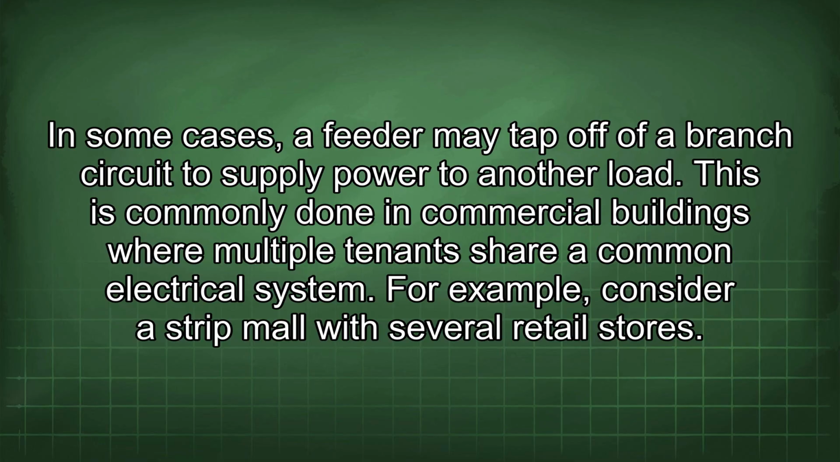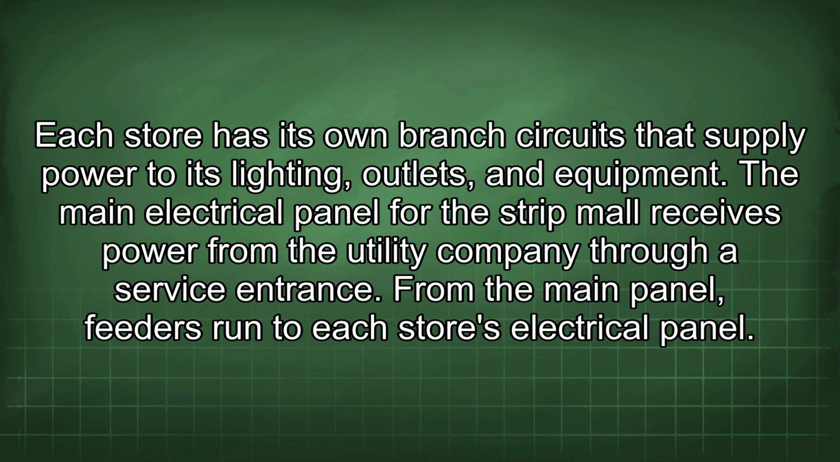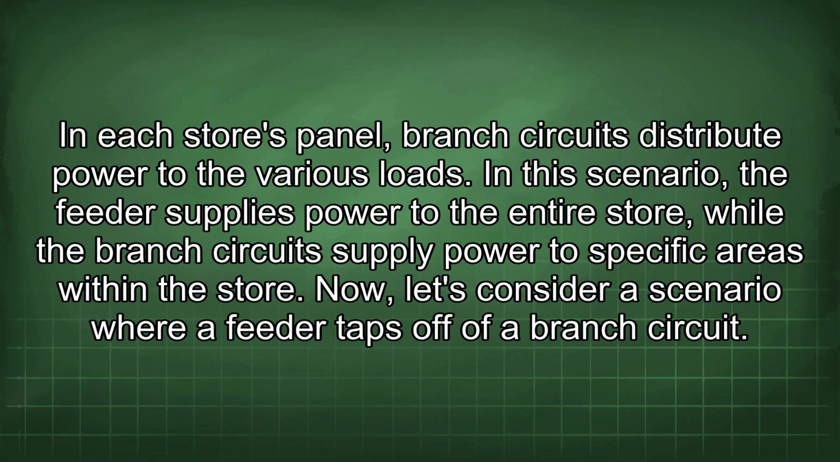For example, consider a strip mall with several retail stores. Each store has its own branch circuits that supply power to its lighting outlets and equipment. The main electrical panel for the strip mall receives power from the utility company through a service entrance. From the main panel, feeders run to each store's electrical panel. In each store's panel, branch circuits distribute power to the various loads.